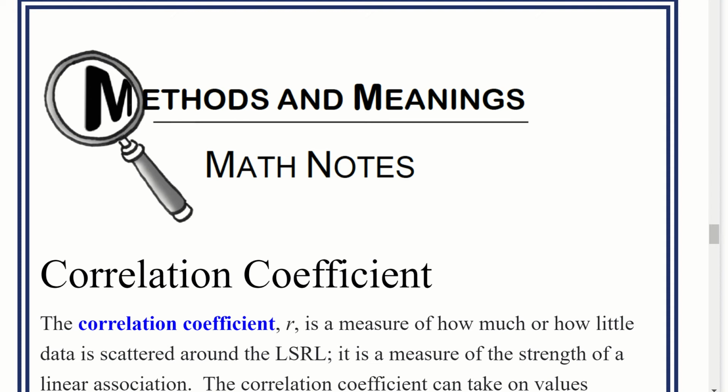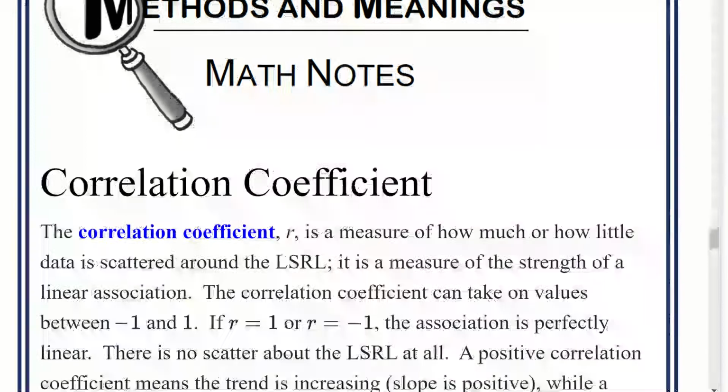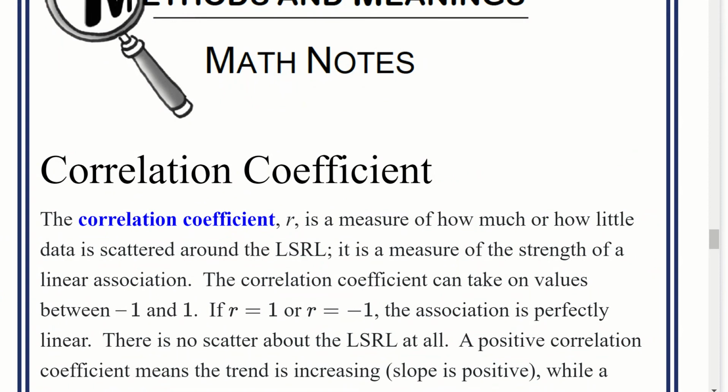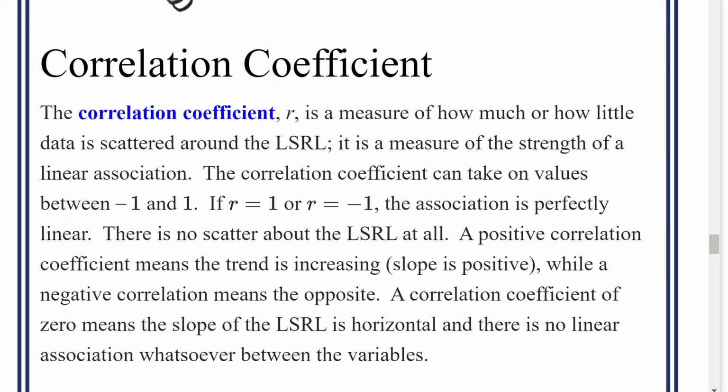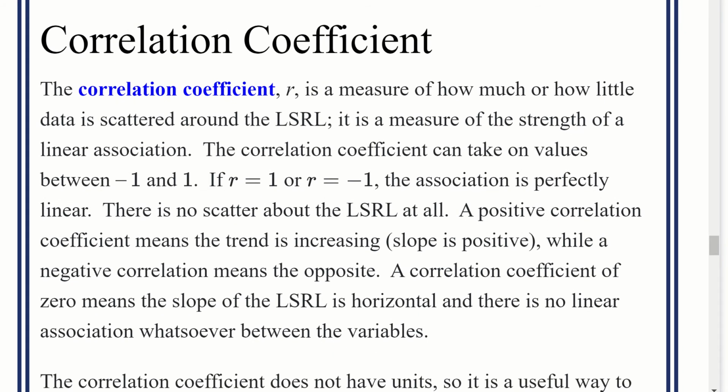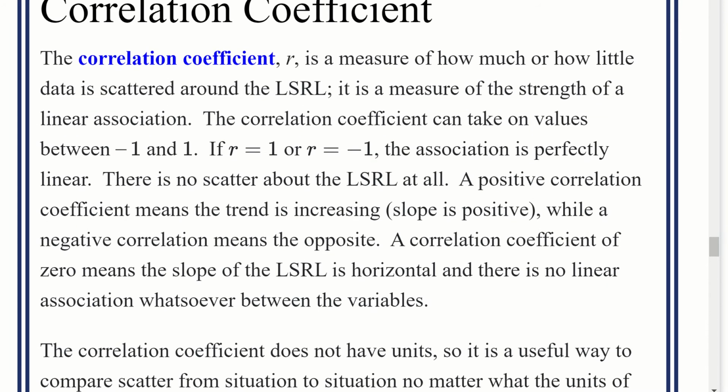Correlation coefficient R is a measure of how much or how little data is scattered around the LSRL. It is a measure of the strength of a linear association. The correlation coefficient can take on values between -1 and +1. If R is 1 or -1, the association is perfectly linear. There is no scatter about the LSRL at all. A positive correlation coefficient means the trend is increasing, slope is positive, while a negative correlation means the opposite.